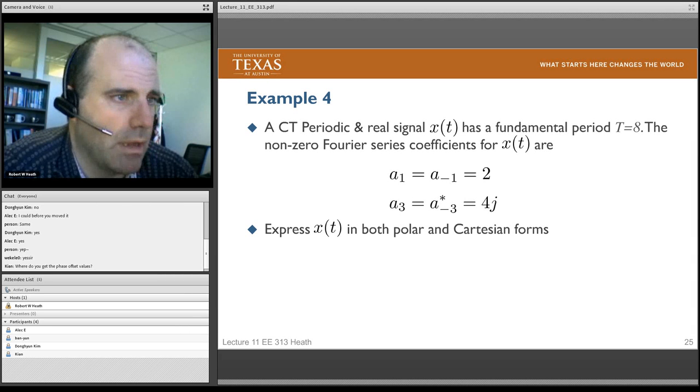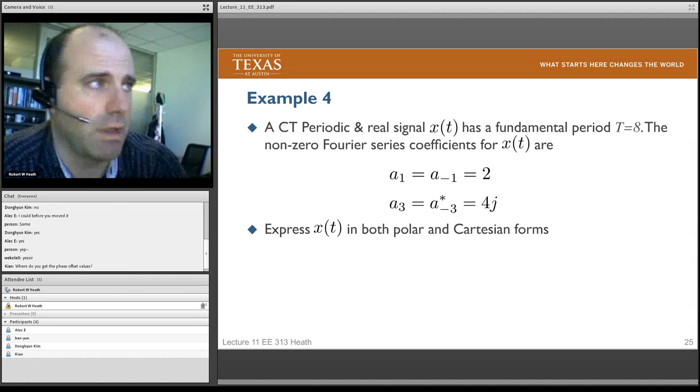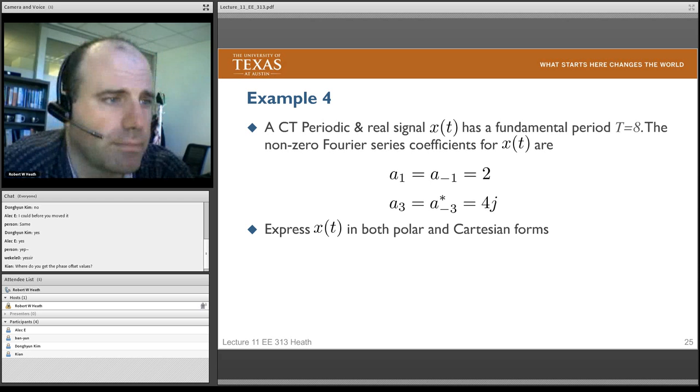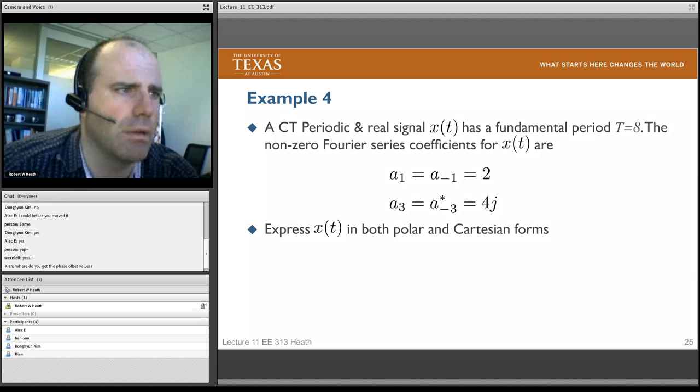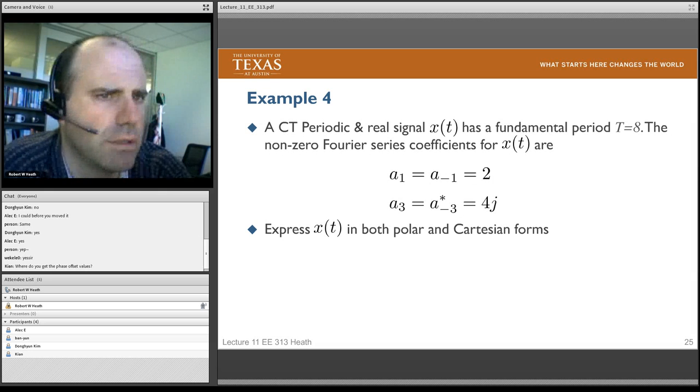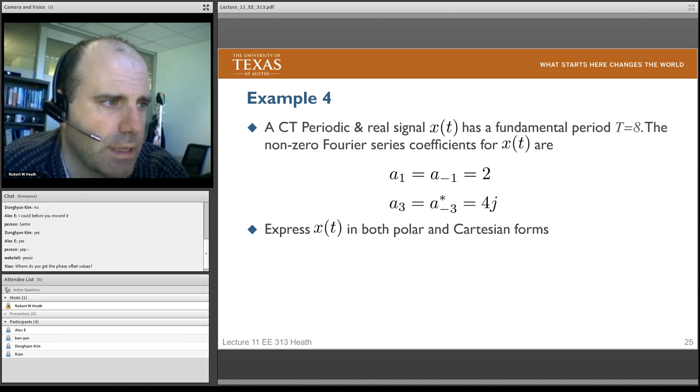All right, so now a quick example. Originally I was going to do this example by hand, but I did not plug in my document camera. So I'll just do it on the slide here. Suppose you have a periodic real signal with a period of 8, and it has two non-zero Fourier series coefficients, A1 and A-1, which are 2, and A3 and A-3 star, which is 4j. Express x of t in both polar and Cartesian form.